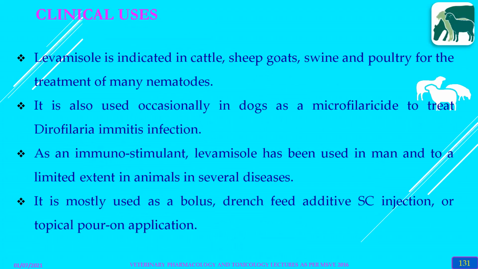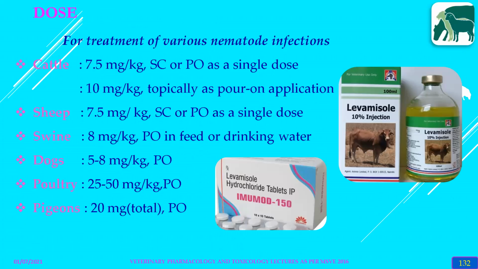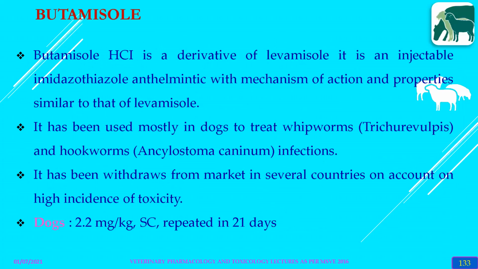Uses: it is used for cattle, sheep, goats, swine, and poultry for the treatment of nematodiasis. Also, it is used in Dirofilaria immitis, microfilaria infections. Then it is used as bolus, drench, or feed additive, and also as subcutaneous injection. The dose of this drug is 7.5 milligrams per kg subcutaneous or oral, whereas 10 milligrams per kg topically as a pour-on preparation. It can also be used for ectoparasites, whereas the dose is the same, of course, 7.5 to 10 milligrams per kg.